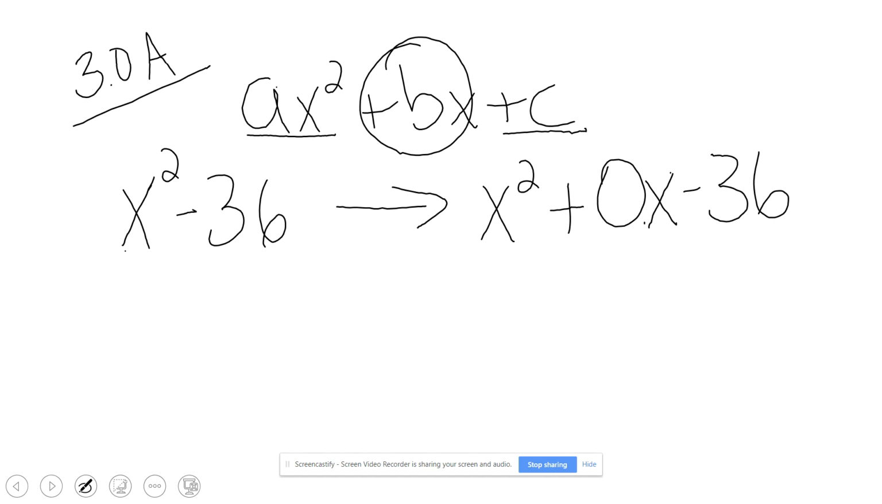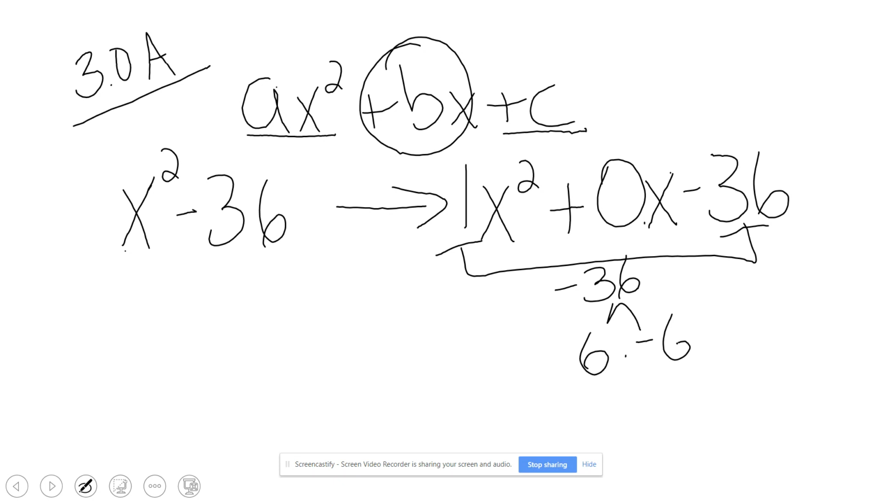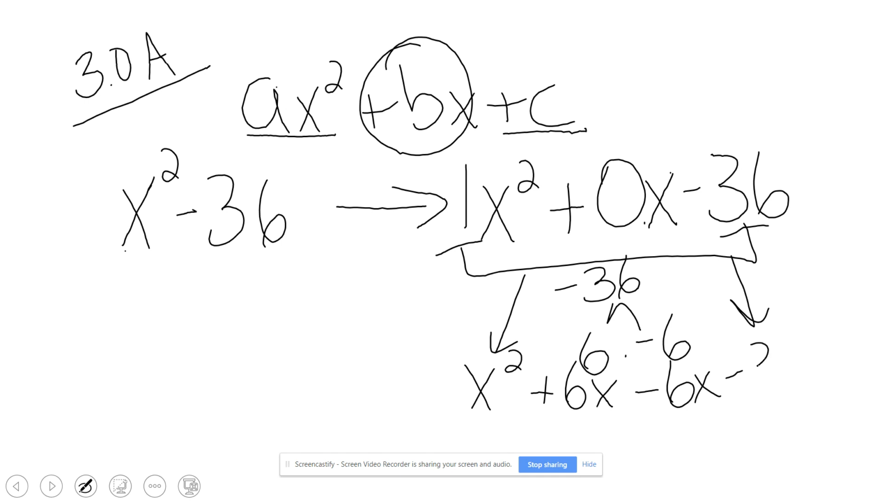There's no common factor that I can pull out. So 1 times negative 36 is negative 36. The factors of negative 36 that add to 0 are going to be 6 and negative 6. So bring down x squared plus 6x minus 6x and bring down the 36. Split it in half.